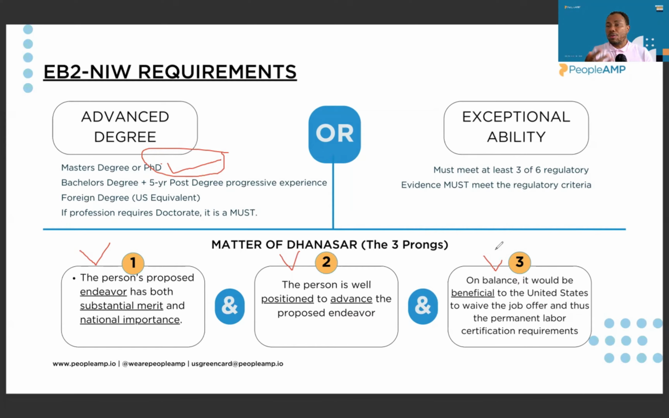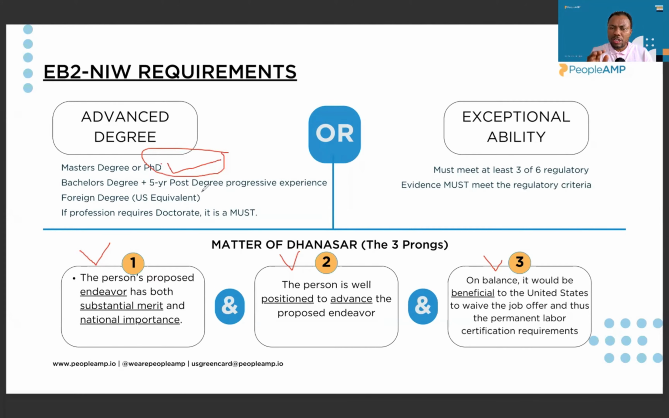Imagine this person is the data scientist I mentioned. If this person has a master's degree, maybe in any computer science related course, what it means is that this person can easily apply for the EB2-NIW under the advanced degree category, and this person qualifies. That is all about it.